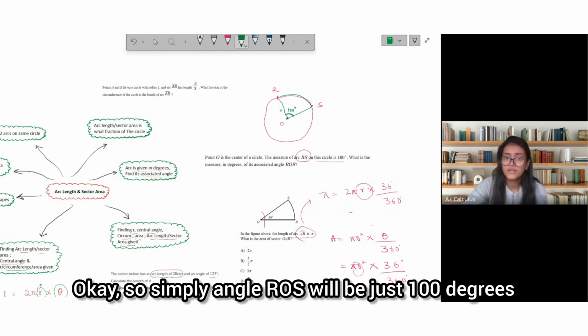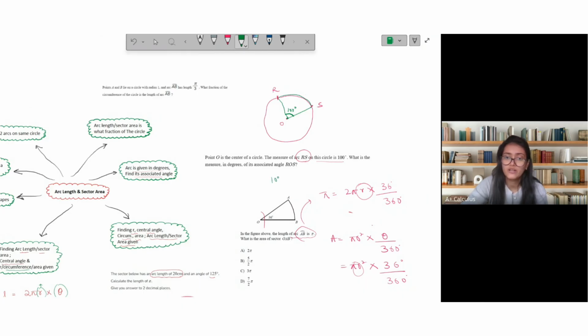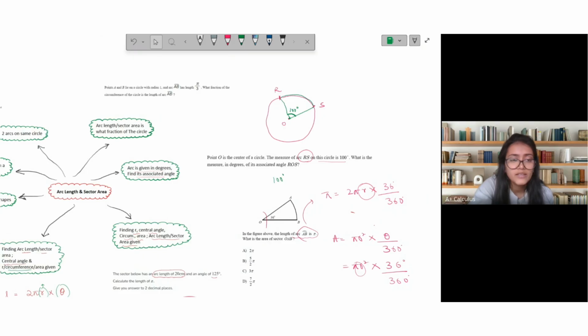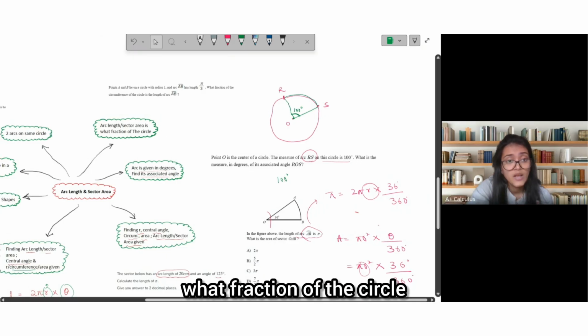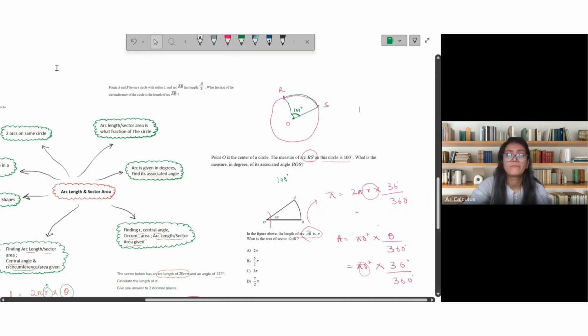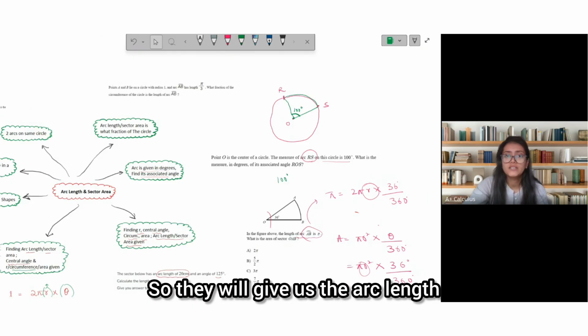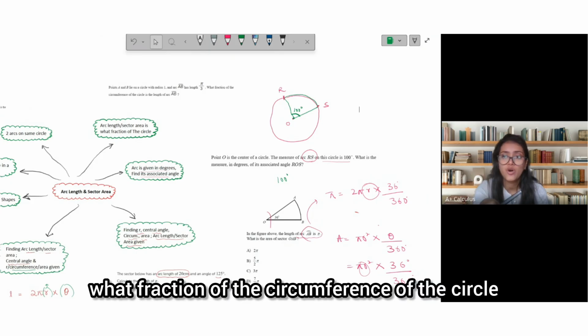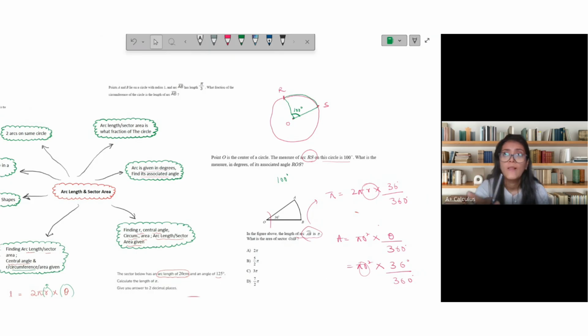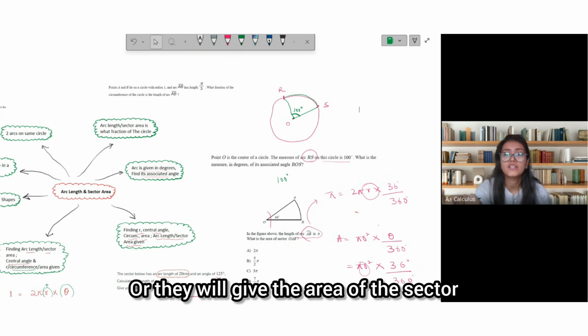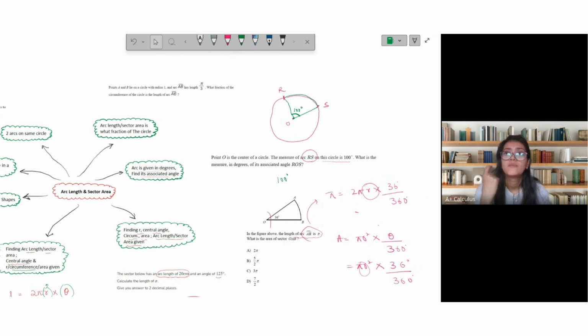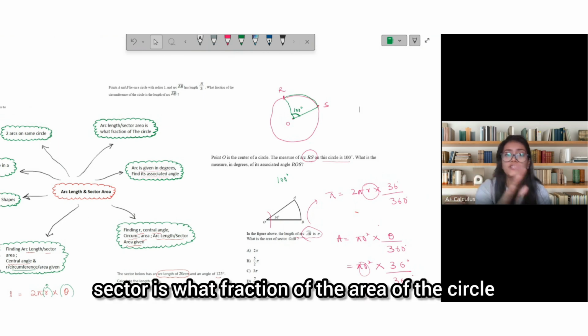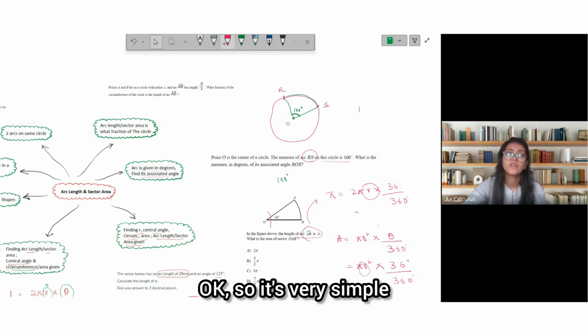Okay, so simply angle ROS will be just 100 degrees. The next question type is when arc length or sector area is what fraction of the circle? They will give us the arc length or area of the sector, and they will ask that this arc is what fraction of the circumference of the circle. Or they will give the area of the sector and say that this sector is what fraction of the area of the circle. Okay, so it's very simple.